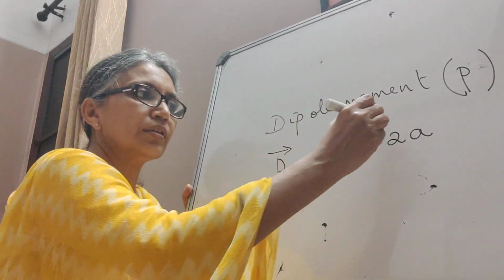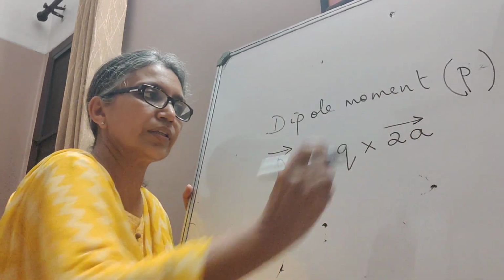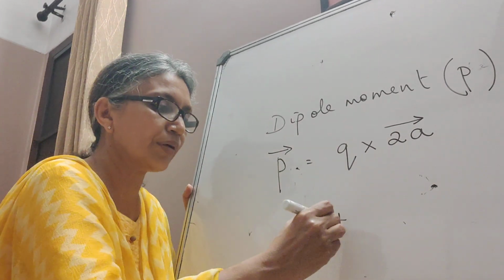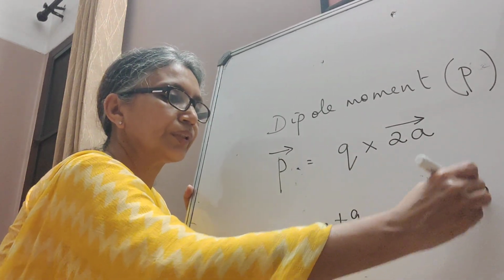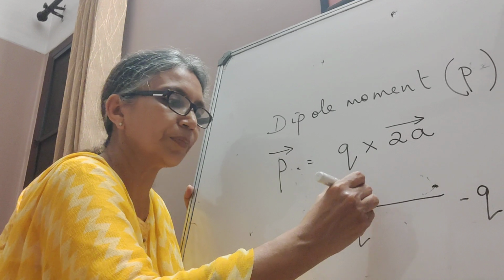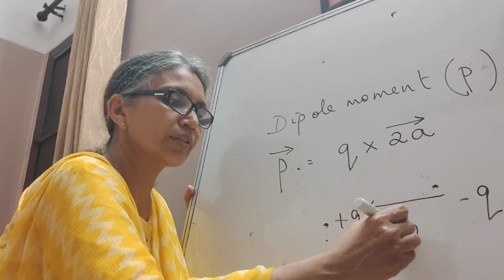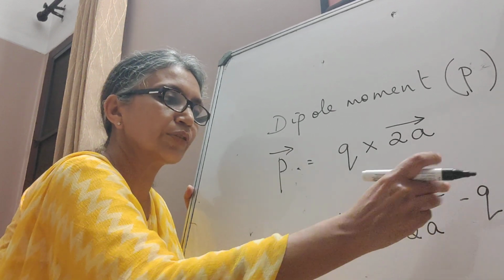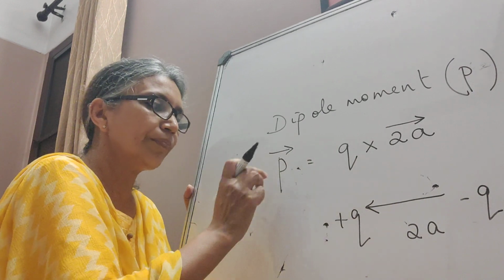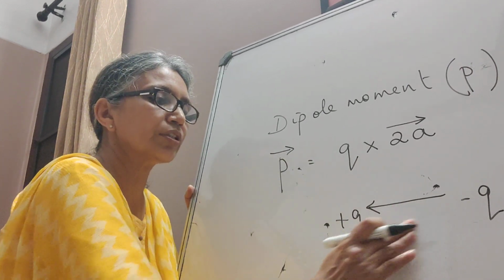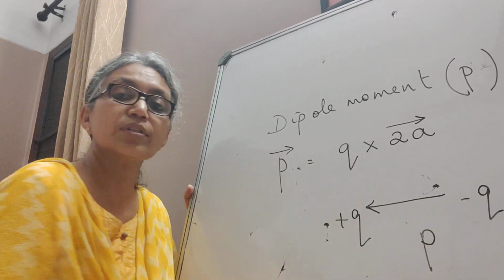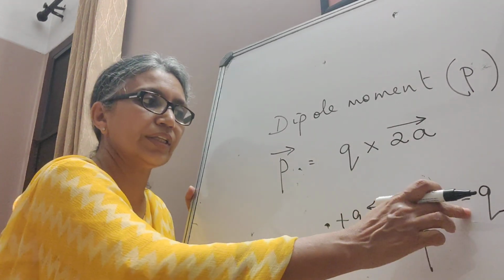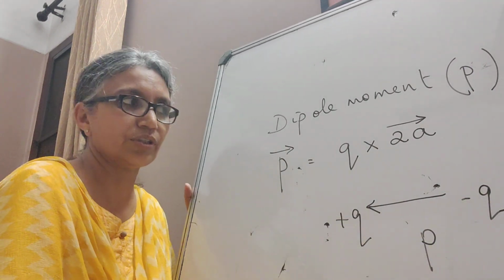Here again, the distance becomes a vector always directed from the negative charge to the positive charge. So your distance is a vector directed from negative to positive, because of which your dipole moment is also a vector whose direction is always from the negative charge to the positive charge.